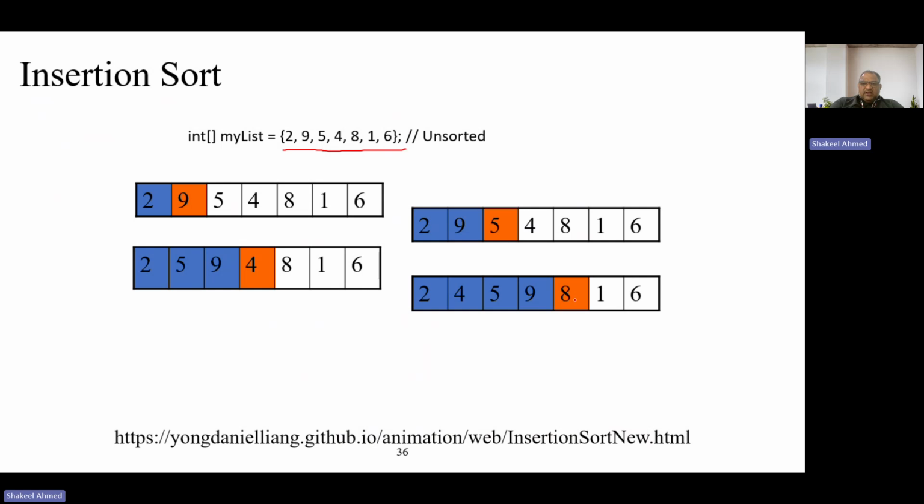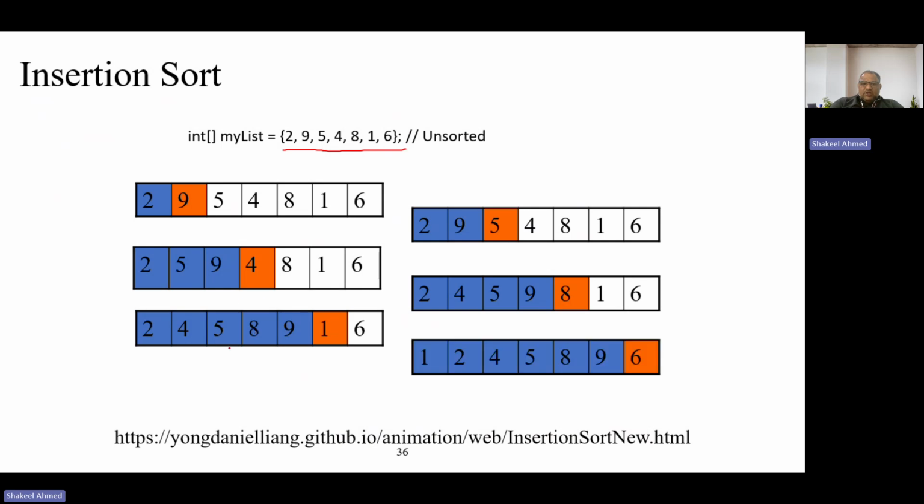Now 8 is there. 8 needs to check with this, and then it has to move to one place. Now we go for the 1. 1 will directly come on the other side of the list. And then we have 6. 6 will come over here, after the 5th position. So you have a sorted list.